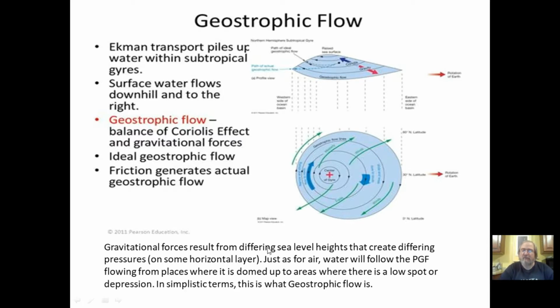So the gravitational forces result from differing sea level heights that create differing pressures on some horizontal layer. Just as for air, water will follow the pressure gradient force. This is also gravity driven, flowing from places where it's domed up, because higher sea surface height exerts greater pressure downward than lowered areas, to areas where there's a low spot or a depression. In simplistic terms, this is what geostrophic flow is. Water's piled up, it flows down it, Coriolis acts on it, turns it to the right in the northern hemisphere, and Ekman transport piles it back up in the center. That's basically what's going on in a nutshell. In the southern hemisphere, it turns it to the left, but Ekman transport will still pile it up into the center.